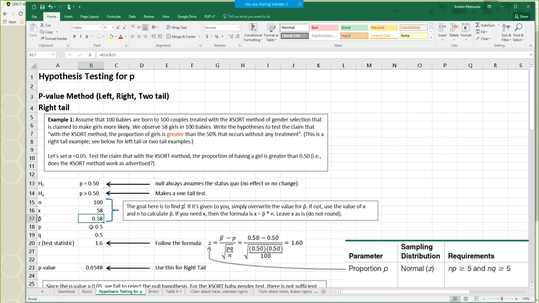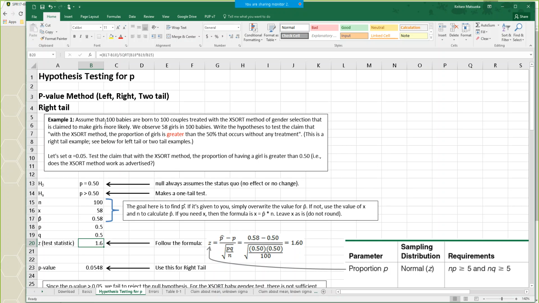P hat is the historical number, or somebody tells you the p is 50% or whatever. Then you put that number down here. So if you put all these numbers down in this section, it'll automatically calculate the test statistic following this formula here.